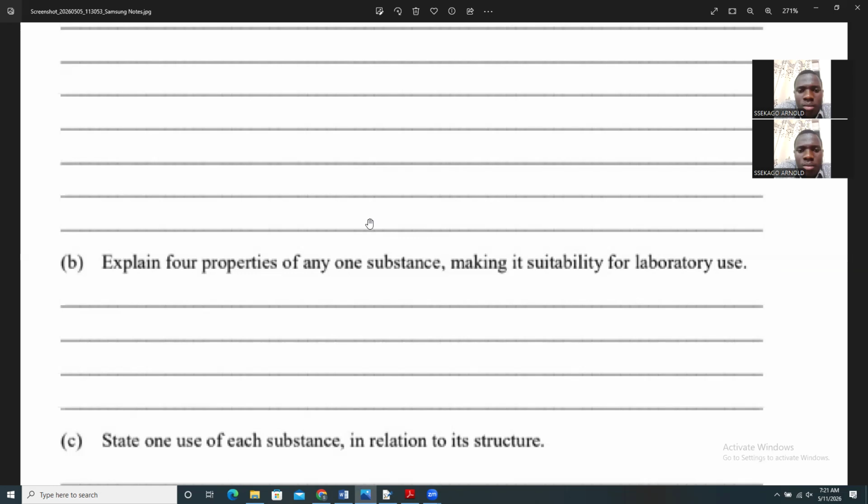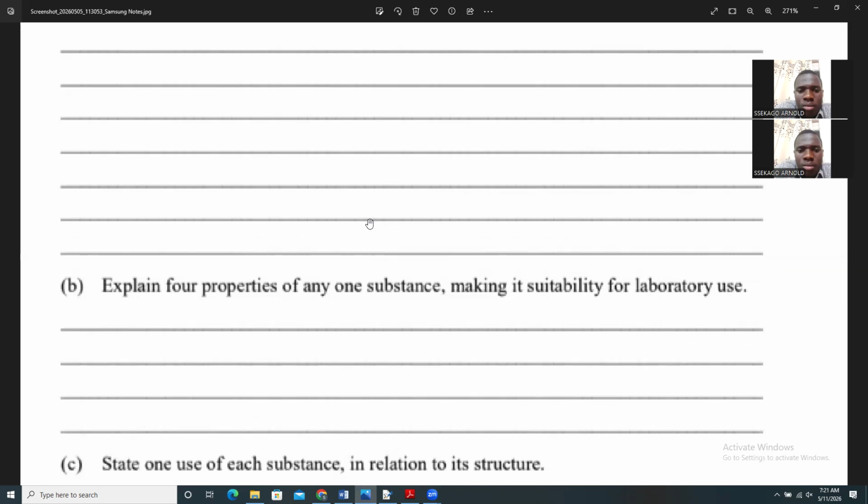Explain 4 properties of any one substance, making it suitable for laboratory use. I think this was not supposed to be suitability. Explain 4 properties of any one substance, making it suitable for laboratory use. I am not going to consider one substance.